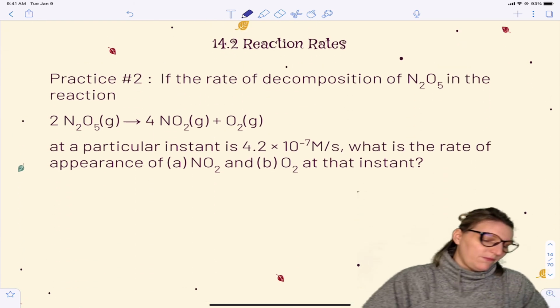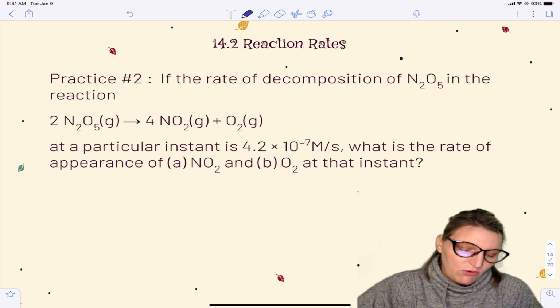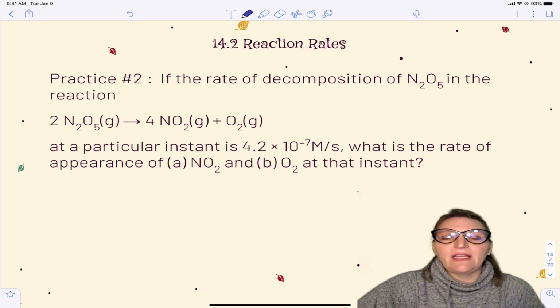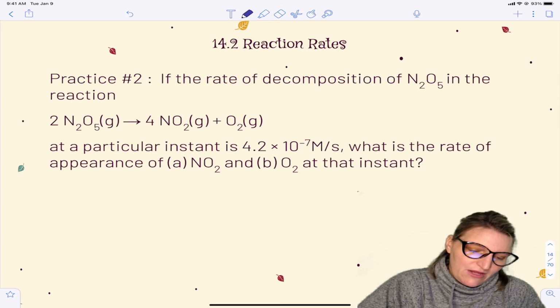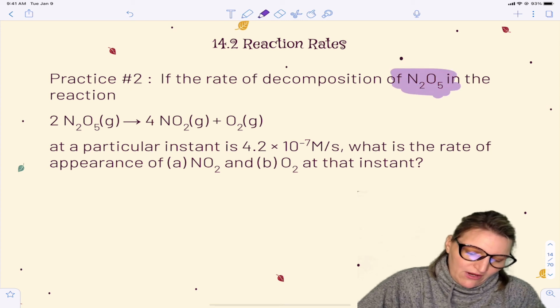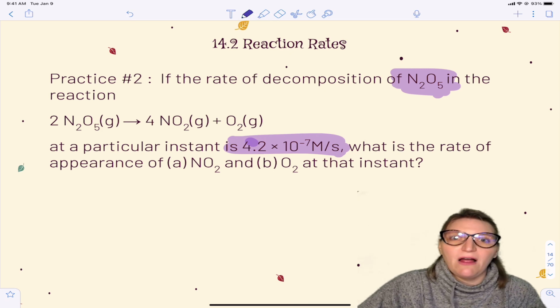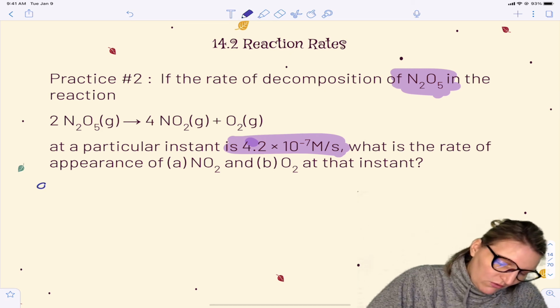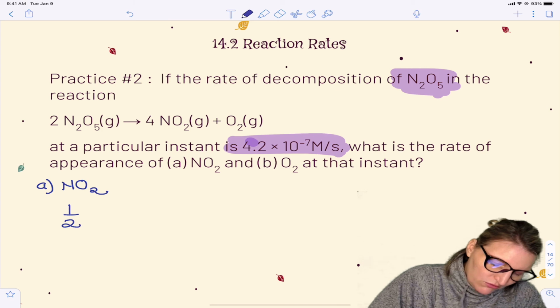Another practice problem is talking about dinitrogen pentoxide reacting or decomposing to produce 4 nitrogen dioxide molecules and oxygen gas. At a particular instant, the rate for N2O5 is 4.2 times 10 to the negative 7. I want to know the rates of the other species. So A is NO2. Apply that same formula. 1 over 2, that change in the concentration of N2O5 over delta T.